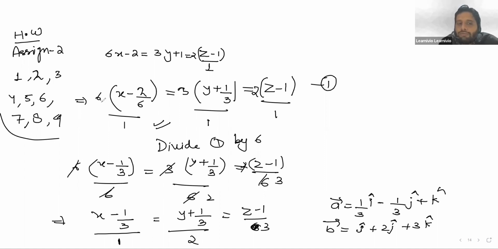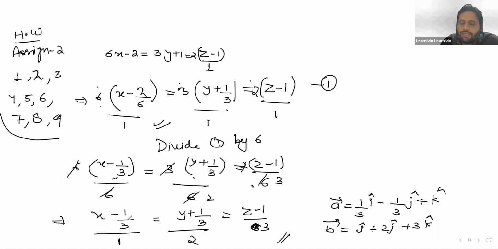Now we need to remove these numbers 6, 3 and 2, so divide this complete equation by 6. How do you get the 6? Always take the LCM of these numbers 6, 3 and 2. The LCM is 6, so divide the complete equation by 6. The 6 will get cancelled out, and here you will get this, here you will get this. Now this is in the standard form. Abdur, did you understand till here?